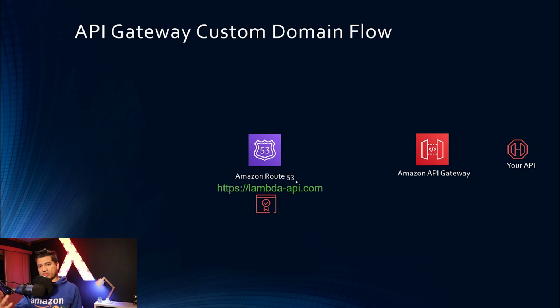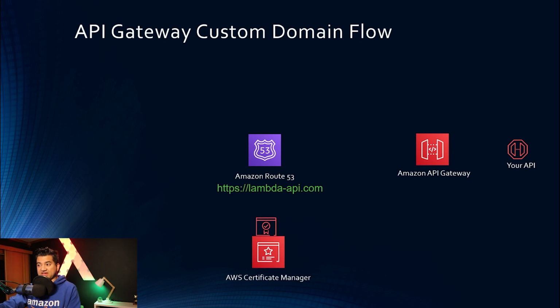It works with any domain as well, but since we are doing everything in AWS, I'm assuming this is in Route 53. So let's say the name of the domain is https://lambda-api.com, okay? And Route 53 will give you a certificate for this domain as well. So the next step is you store this certificate in Amazon Certificate Manager, okay? After that, you have to tell your API Gateway that, hey, use this certificate, right?